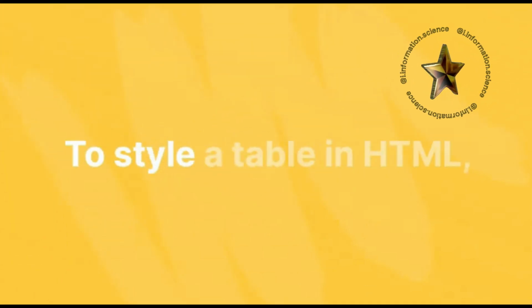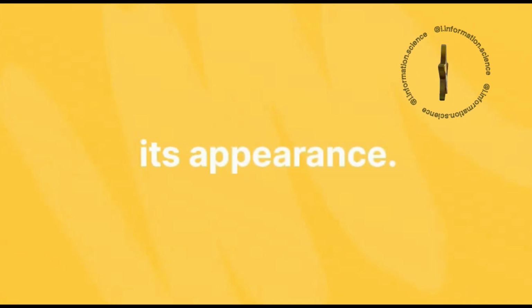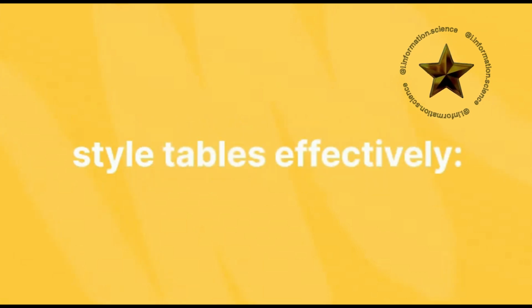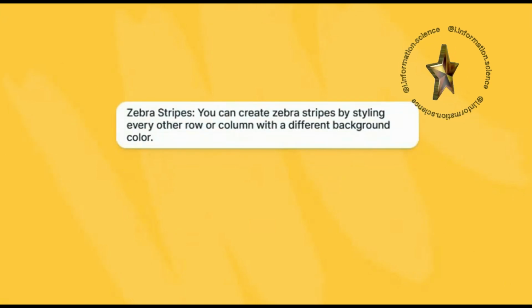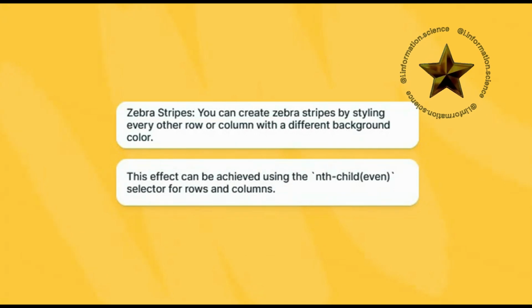To style a table in HTML, you can use CSS to enhance its appearance. Here are some key techniques to style tables effectively. Zebra stripes. You can create zebra stripes by styling every other row or column with a different background color. This effect can be achieved using the nth-child(even) selector for rows and columns.